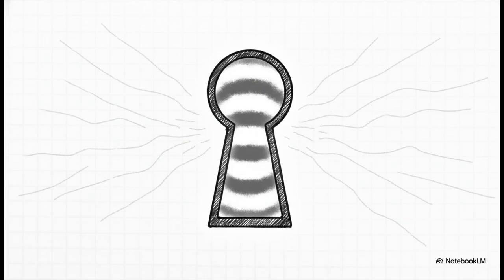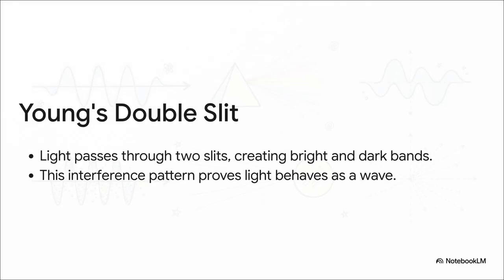Now, this whole idea of waves adding up or canceling out, it might sound like just a neat physics trick, but it's not. This was the key that unlocked one of the greatest mysteries in the history of science. Let's go back to 1801. A guy named Thomas Young sets up this famous experiment. He takes a screen, pokes two tiny little slits in it, and shines light through them onto another screen.